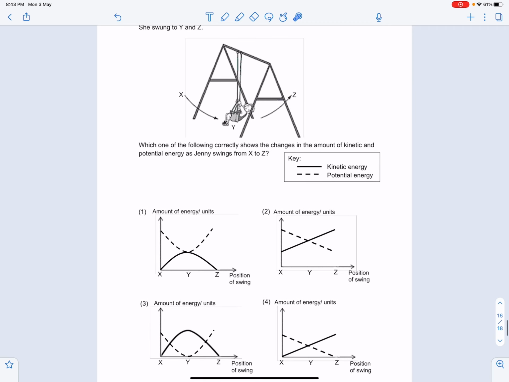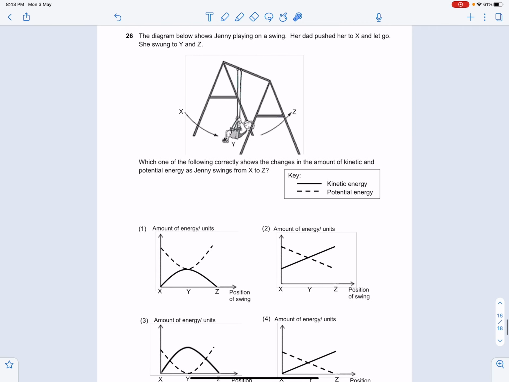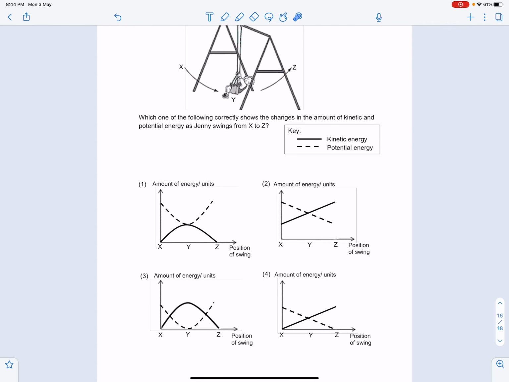Over here we need to first take a look at our key and be very well familiarized with it. So your kinetic energy is a solid line, whereas your potential energy is a broken line. So the question says from X to Z. We must recognize that your potential energy right at the start is very high. And then after that, the lowest point should be at Y, and then you'll go up again because there is height. So when we look at all these graphs, the plausible answer would be 1. Somewhere very high, low, and then back up again.